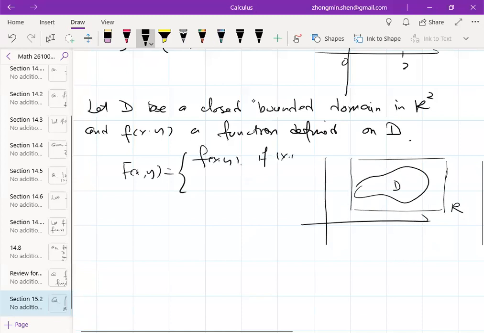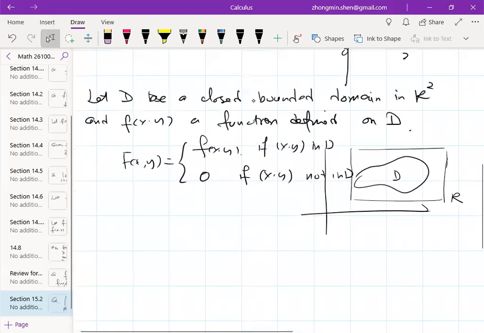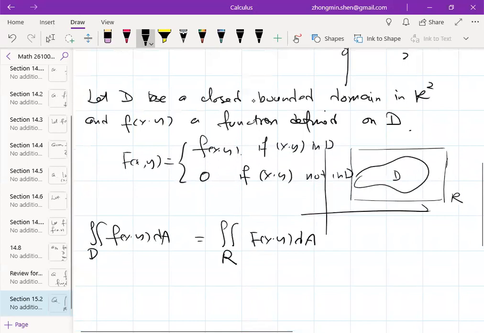If x and y are in D, okay? And here, 0 if x and y are not in D, okay? And then outside D, everywhere else it's 0, okay? Then this double integral of this function is defined to be this double integral over this regular rectangular domain, okay?